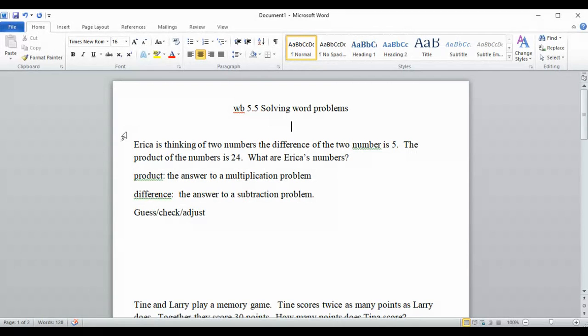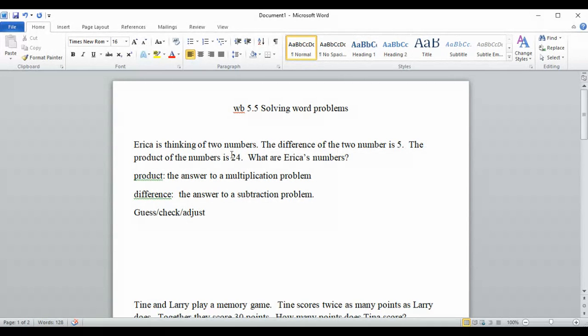So this first problem says Erica is thinking of two numbers. The difference of the two numbers is 5. The product of the numbers is 24. What are Erica's numbers? So, a couple of things we have to know. Product is the answer to a multiplication problem, and difference is the answer to a subtraction problem.